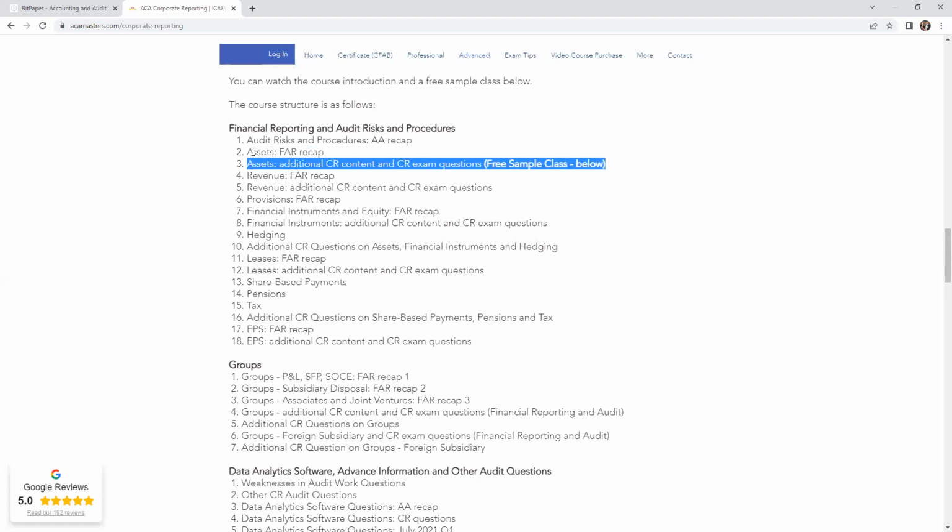So you can go away and watch the assets class, you can watch the FAR recap class, you can then watch the CR class, you can see me work through some CR exam questions, and then you can go away and practice several questions on assets. And then master that topic and then move on to the next one. So take it back to basics and do it one at a time.